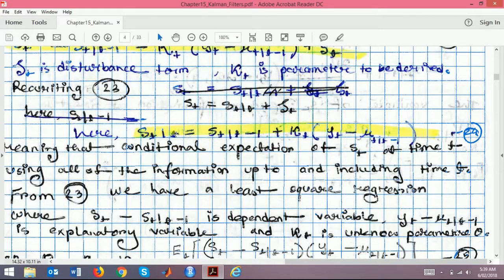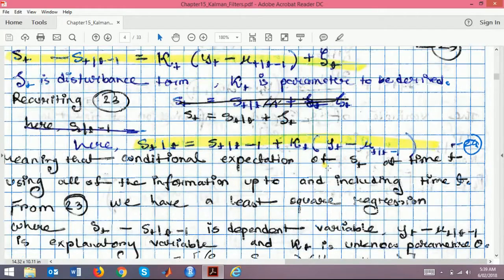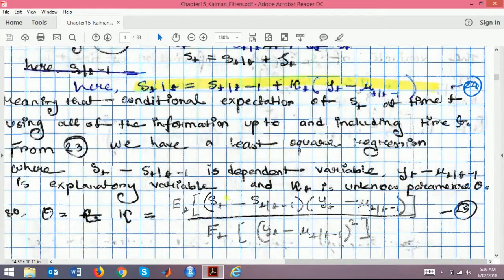So we have the dependent variable and the explanatory variable, and kappa is the unknown parameter theta, and we estimate theta based on the dependent variable S1 minus S10 and the explanatory variable yt minus mu t minus 1, divided by the prediction error, which is squared and represents variance.